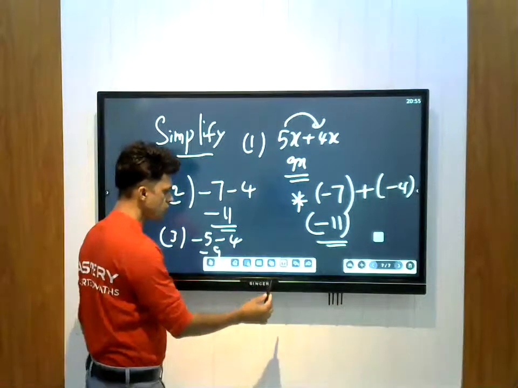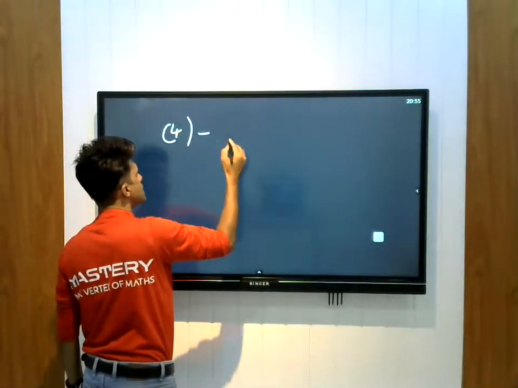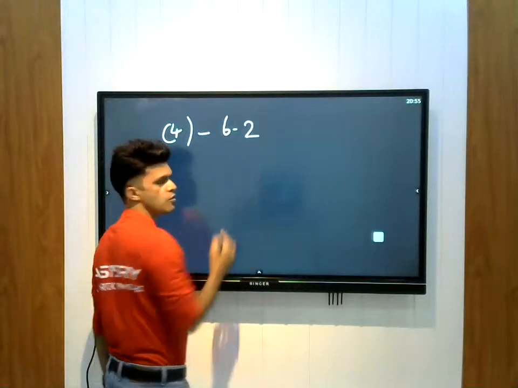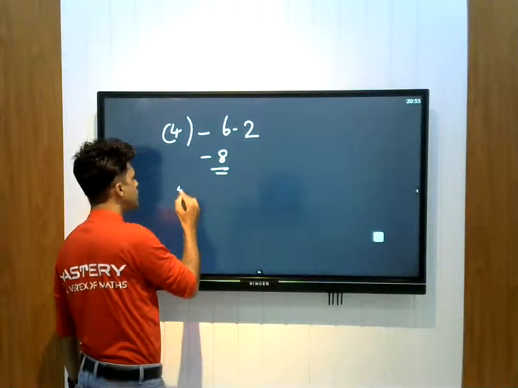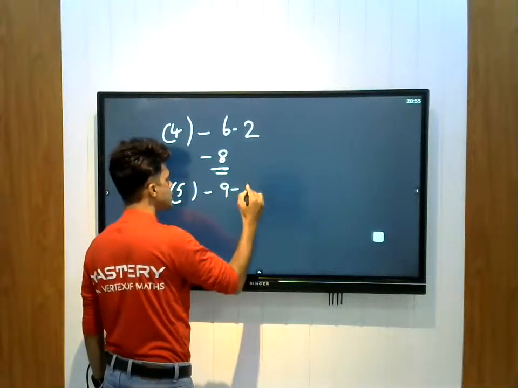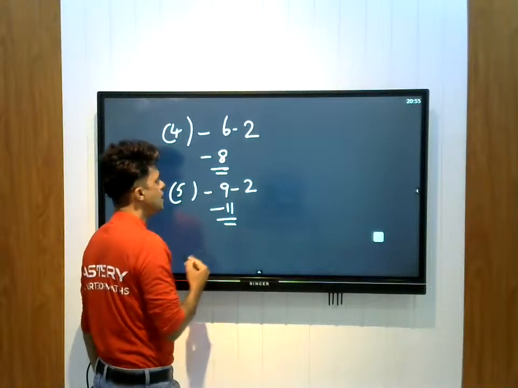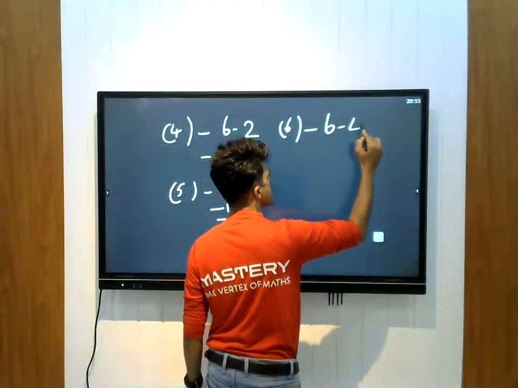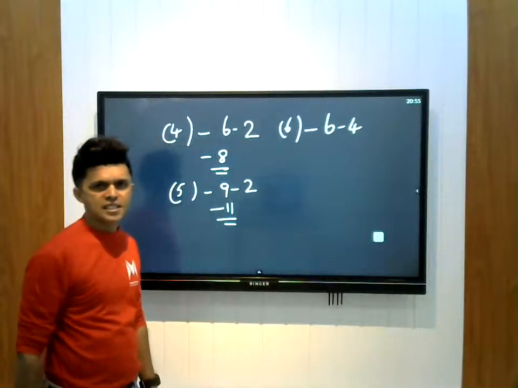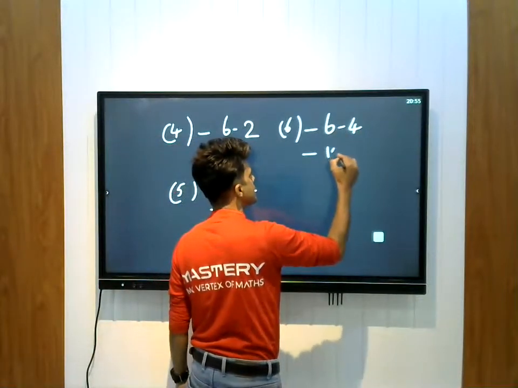Think of the fourth question. Minus 6 minus 2, the answer should be minus 8. Fifth question, minus 9 minus 2. The answer is minus 11. Minus 6 minus 4. What should be the answer? Minus 10 is the answer.